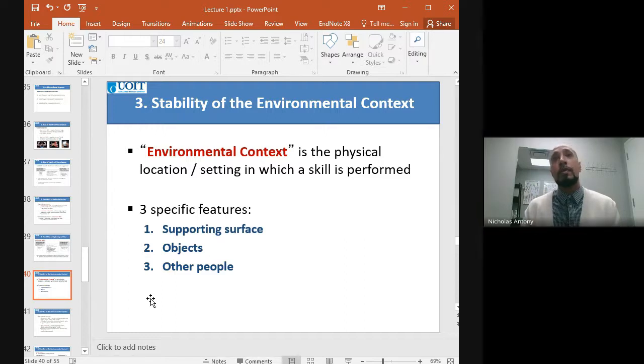Okay, the last one is defining motor skills by their environment or the environmental context. So classifying them as open or closed motor skills. Now, remember when I gave you the example of what is harder to do or more difficult to do? A free throw or a jump shot when there's a defender on you and you're moving and fading away? Which one's more difficult?